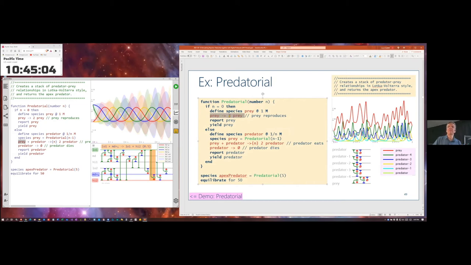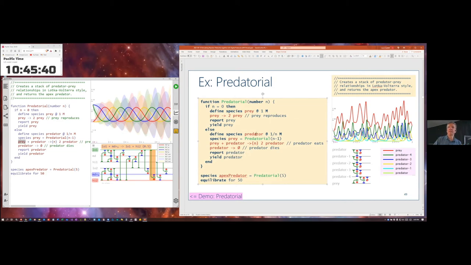But if n is greater than zero, then we define a predator species, which will eat the prey at the level down. And what is the prey? Well, the prey is the result of predatorial n minus one, which is the predator at the next level down. So we call the recursion here to get the prey species for this level. And then there are the two Lotka Volterra reactions for the predator. And then here we say, okay, report means plot. So plot the predator that we just defined here, and then return it from this function so it can be used by the next predator all the way up.